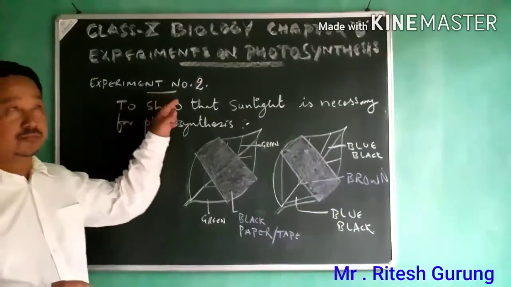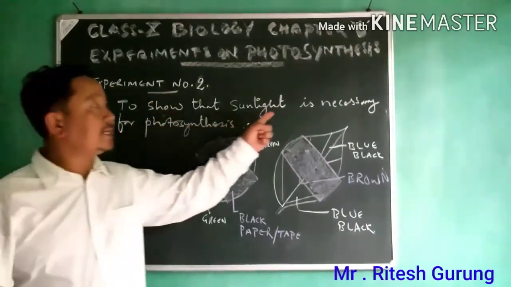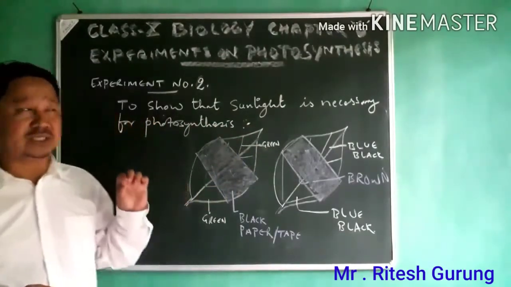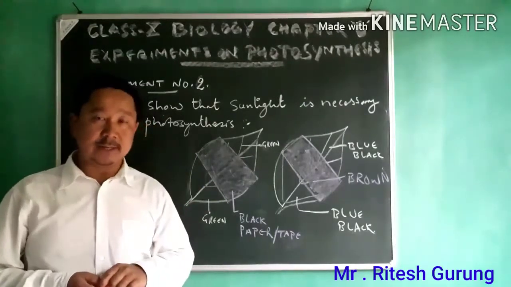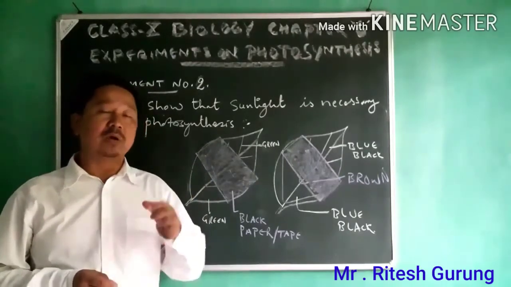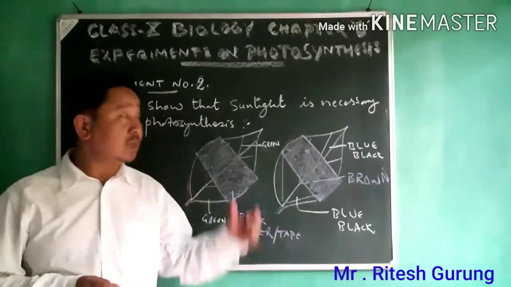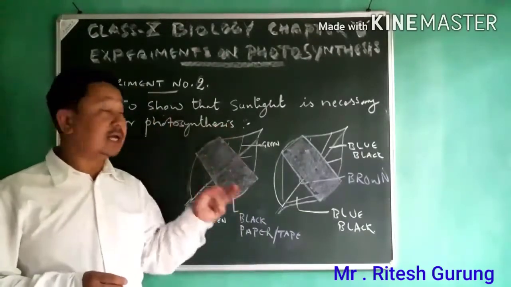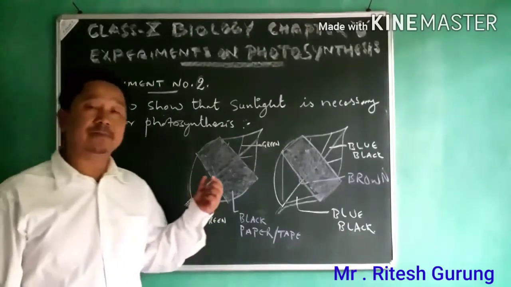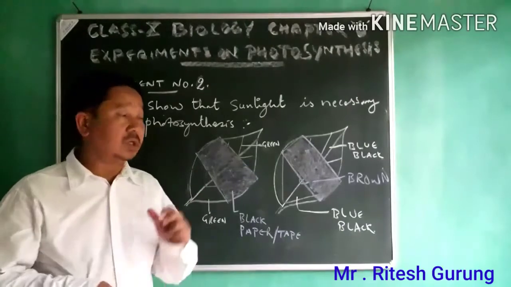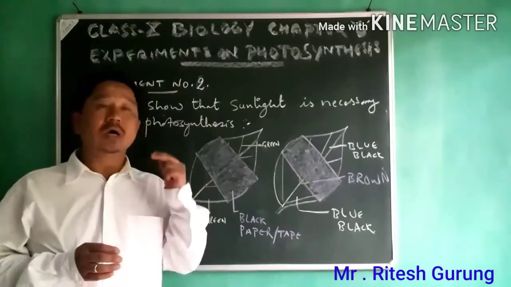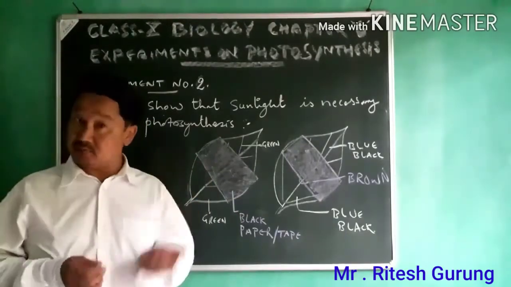Now experiment number 2, to show that sunlight is necessary for photosynthesis. Another important factor for photosynthesis is sunlight. If there is no sunlight, photosynthesis is not possible. That's why we have already discussed that photosynthesis takes place only during the daytime. To prove that, let us carry out this experiment. For this, take a plant which is discharged. That means you have already kept that plant in a dark place for 1 or 2 days for discharging purpose.